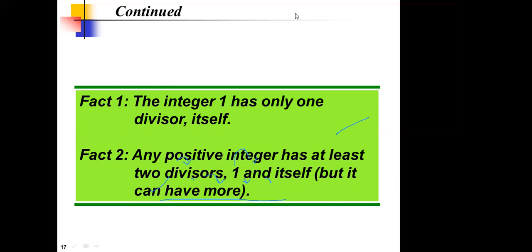See fact 1 and 2. The integer 1 has only one divisor, and it is itself. And fact 2 is any positive integer greater than 1 has at least 2 divisors, because it is divisible by itself and 1. Consider a prime number. It divides itself and it is divisible by 1.